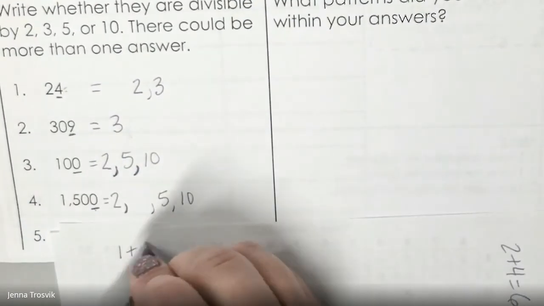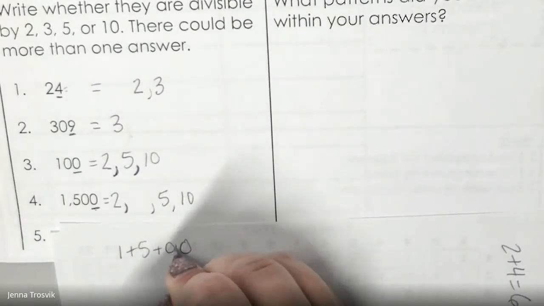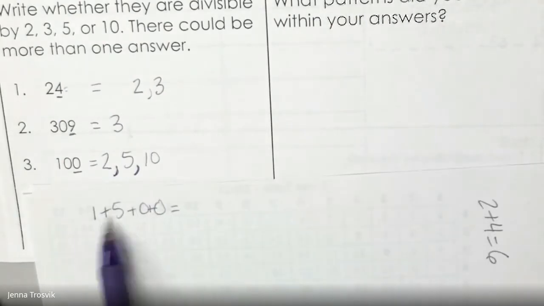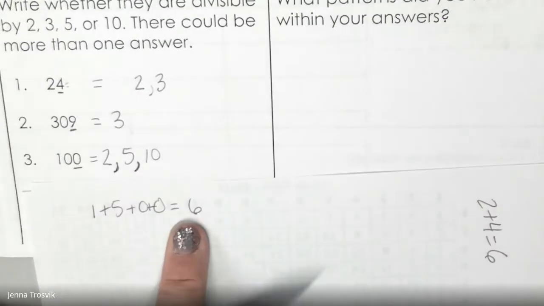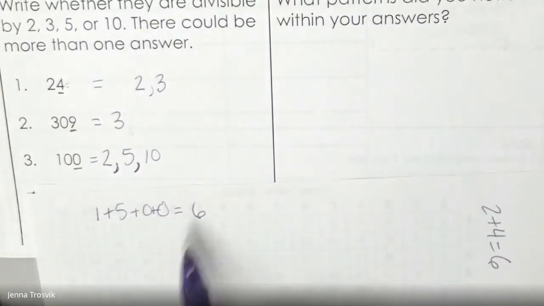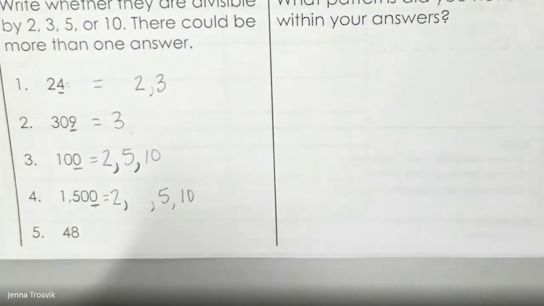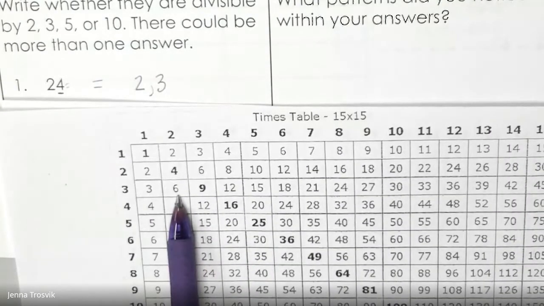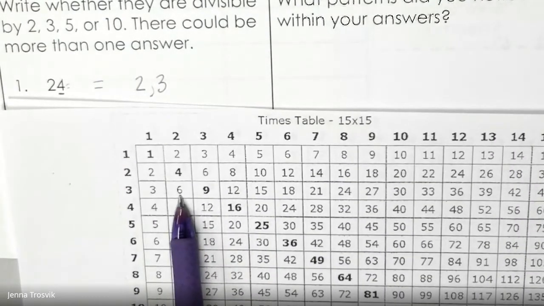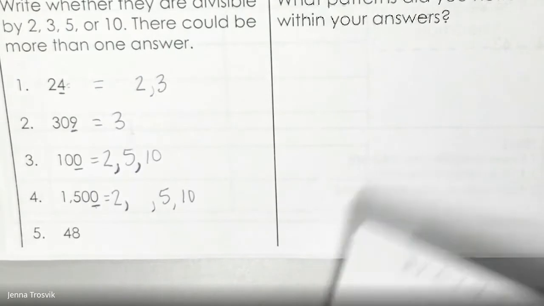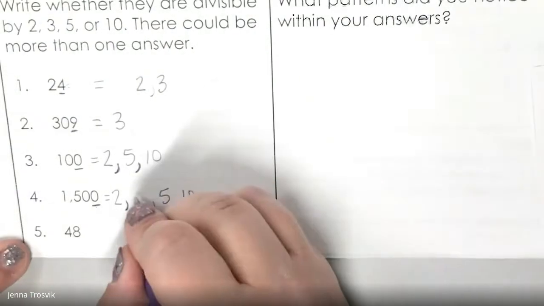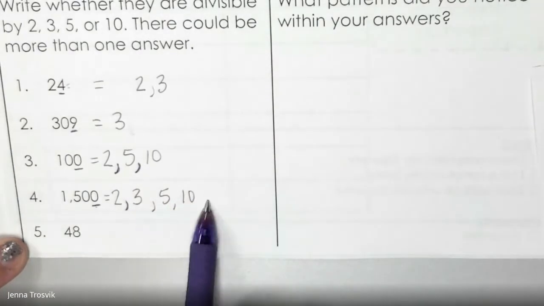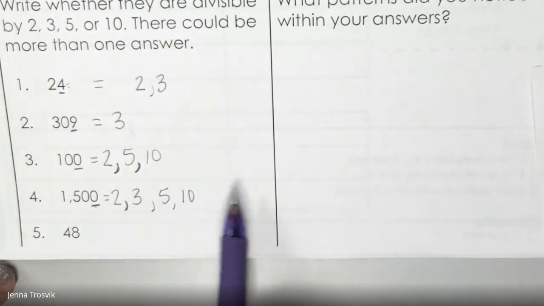So let's check it out by adding up our digits. We have 1 plus 5 plus 0 plus 0. 1 and 5 is 6 plus 0 is 6. 6 is divisible by 3. It is a multiple of 3. It is on the 3 lines. So if 6 is my total, then that means that 1,500 also is divisible by 3. So it is divisible by all 4 numbers: 2, 3, 5, and 10.